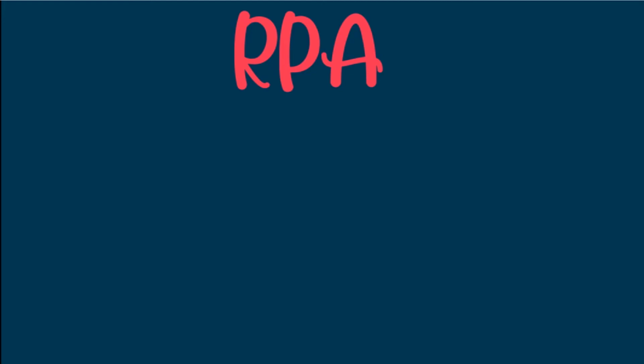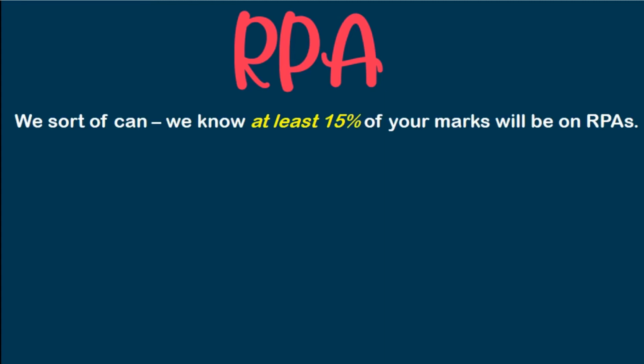If, just before you went into an exam, I said to you, look, by the way, I know 15% of the questions, you'd think it was cheating. But the truth is, we do know that, because we know that at least 15% of the marks will be on RPAs. So across your science GCSE, 15% at least will be on RPAs. They're required practical activities, meaning they're experiments you've done in class that you'll be asked about in an exam.